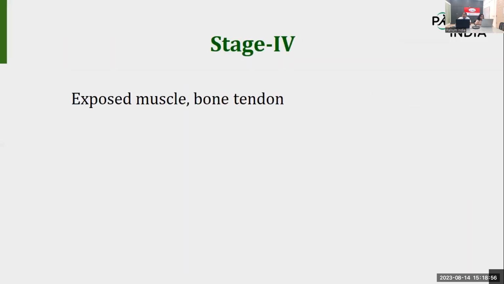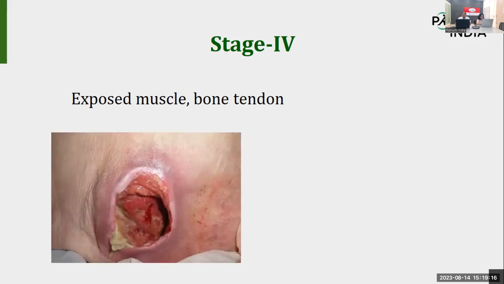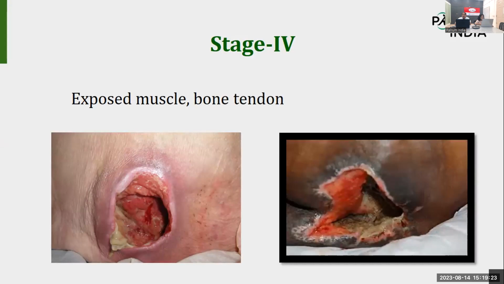Then stage 4. Stage 4 is mainly exposed to the muscle, bone and tendon. That is epidermis, dermis, subcutaneous, every layer has been torn up, and then it has been exposed to the muscle, bone and tendon, right? So this is the image. As you can see, the bone and the muscles are all exposed, right? Have you seen this kind of wound? Yes. Thank you for responding.